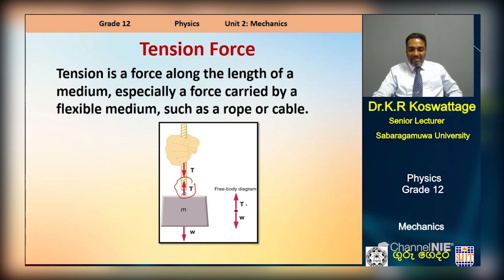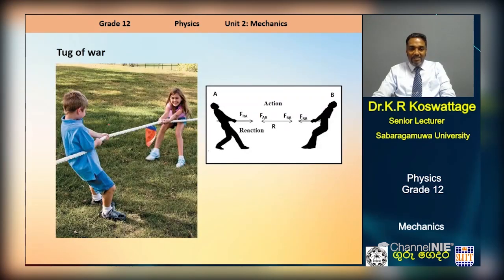This is acting on the particular object. Then we draw the free body diagram in this situation: this is mass M, and we have a weight in this direction and also a tension force in this direction, right? So this is a free body diagram in the case of tension force. Another example is a tug of war, where we have reaction and action forces available in this rope. You have to know how to mark these reaction and action forces, especially considering the forces available in this type of rope.